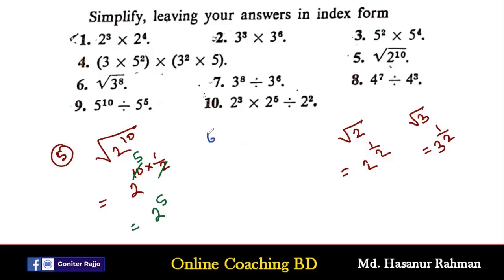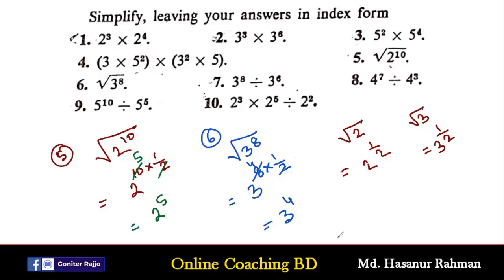Now number 6. Number 6 says square root of 3 to the power 8. So we know that square root means we have to multiply the power by half. So if we divide 8 by 2, it will be 4. So the answer will be 3 to the power 4. So this is the answer of number 6.